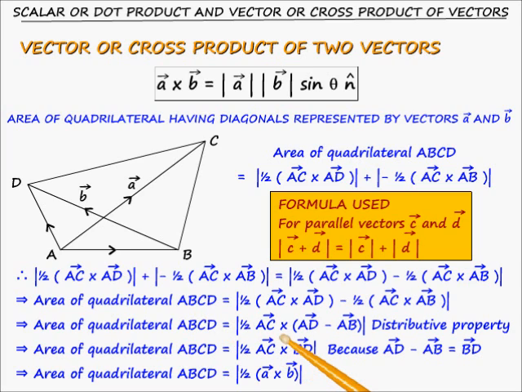Equal to mod of half AC cross AD minus AB, applying distributive property, which is equal to half AC cross BD, because AD minus AB equal to BD, which is equal to mod half A cross B. Thus, area of quadrilateral is half the magnitude of the cross product of the vectors represented by its two diagonals.